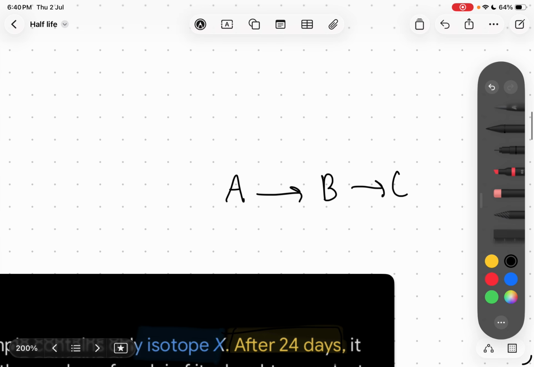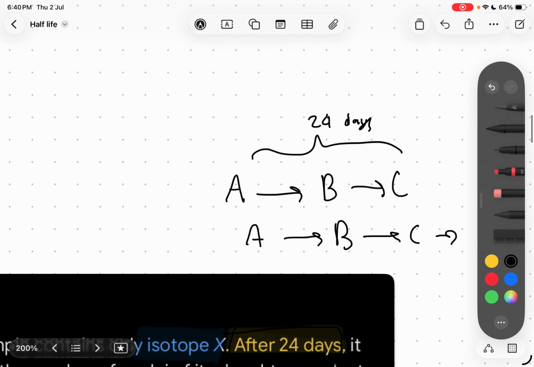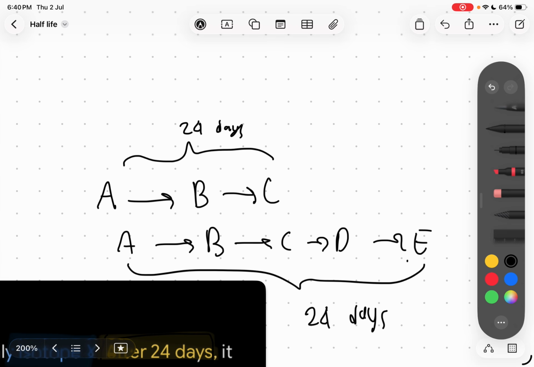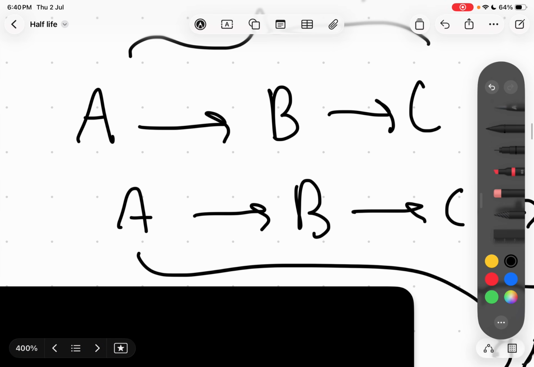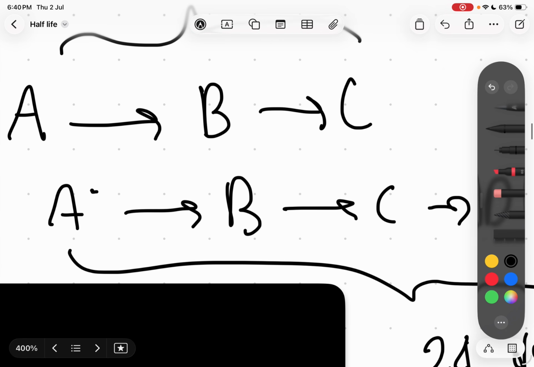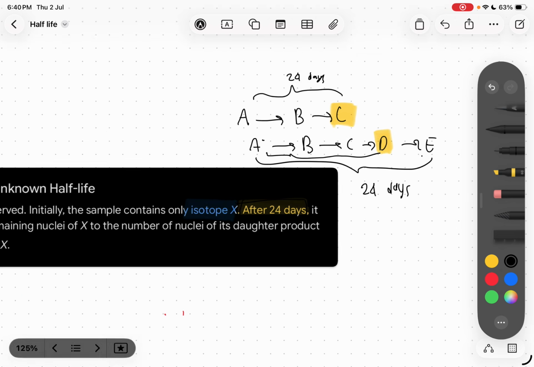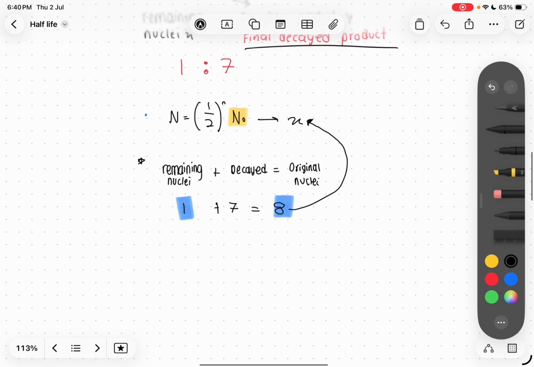So it could be from A to B to C, taking 24 days, or it could be from A to B to C to D to E taking 24 days. We genuinely don't know. And we also don't know how many half-lives there are until the remaining nuclei. So C could be the remaining nuclei, D could be the remaining nuclei. We genuinely don't know how many phases it went through to become D.